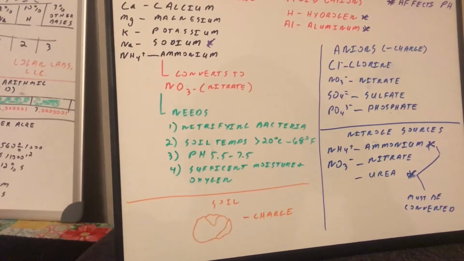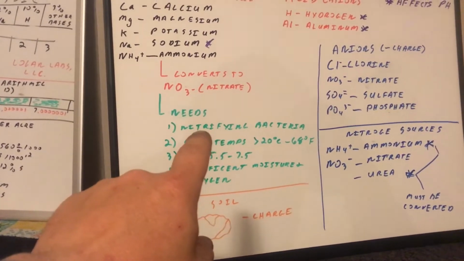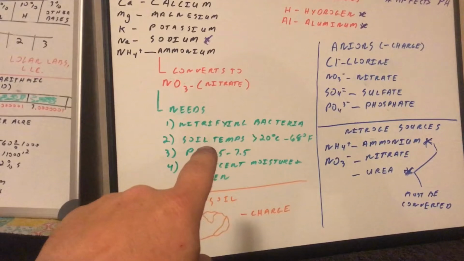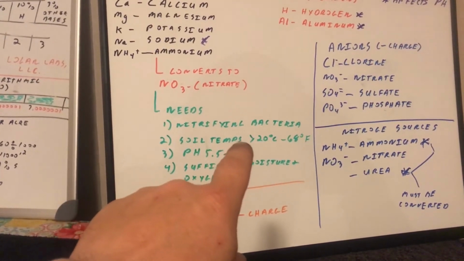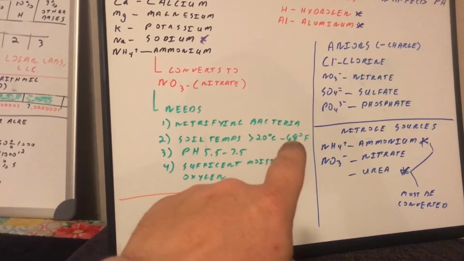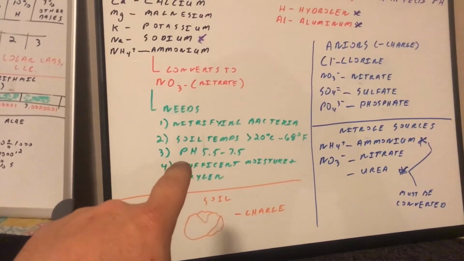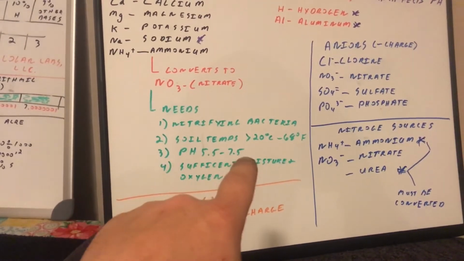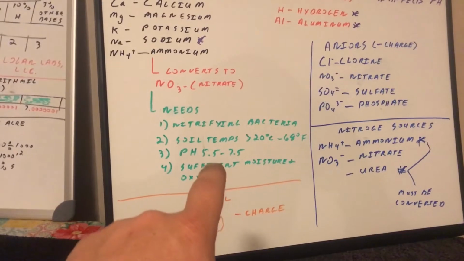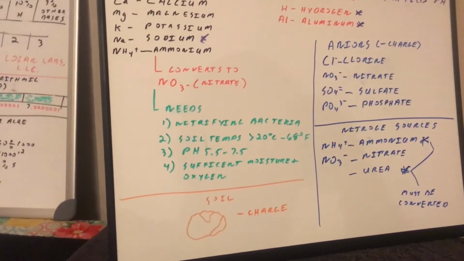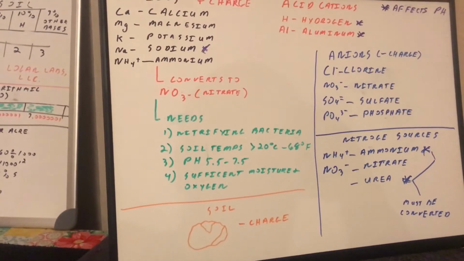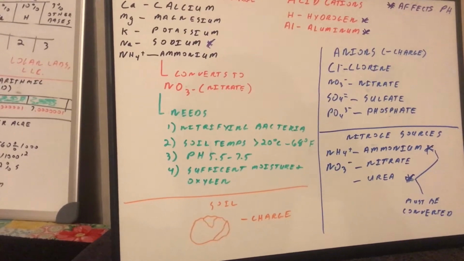It needs 4 conditions. It has to have nitrification bacteria. It has to have soil temps greater than 20 degrees Celsius or 68 degrees Fahrenheit, a pH range of 5.5 to 7.5, and sufficient moisture and oxygen to do the breakdown process of nitrification.